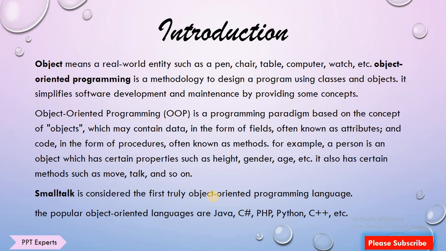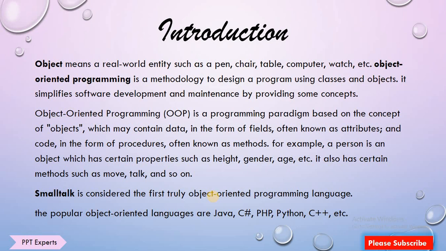Object-oriented is a programming paradigm based on the concept of objects, which may contain data in the form of fields, often known as attributes, and code, known as methods. For example, a person is an object which has certain properties like height, weight, gender, age, color, etc. A person also has certain methods like move, talk, motion, etc. These are known as methods.